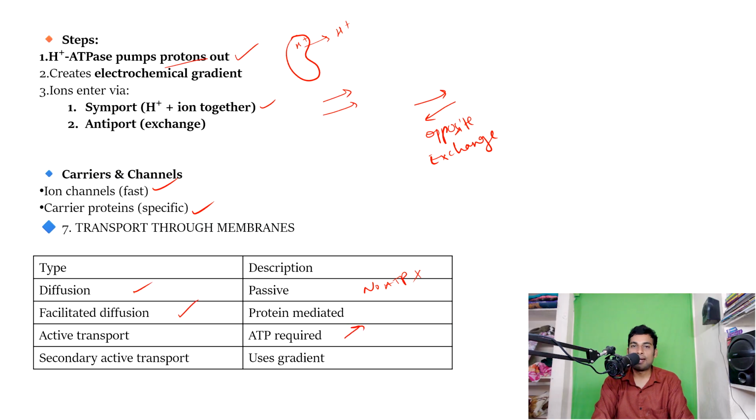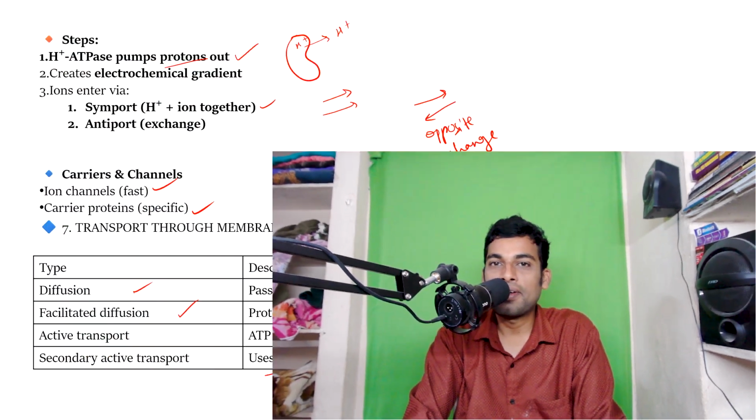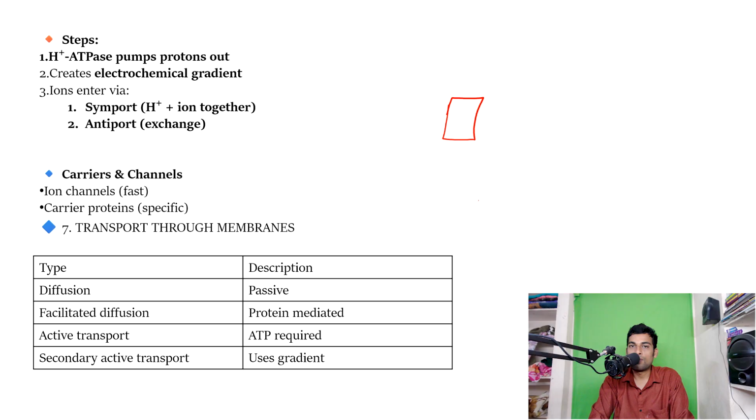The third one is active transport. We know active transport means energy is required. The fourth one is secondary active transport. It uses a gradient, which means it works along with the gradient. Remember one thing: secondary transport also requires ATP, but that comes from the primary active transport. So secondary active transport does not take energy directly. The energy comes from the primary active transport. The first active transport fills the battery, the second active transport uses the battery.